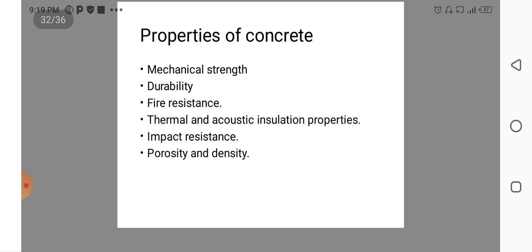Properties of concrete. It should have good mechanical strength. We all know that concrete has good compressive strength. Durability: it has good durability. Fire resistance. Thermal and acoustical insulation properties. Impact resistance. Porosity and density. These are some of the properties of concrete.